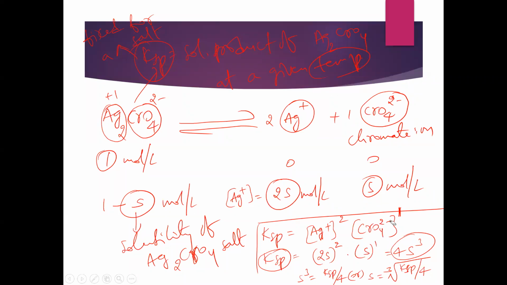Now if you take the concept of ionic product, in the given first example, suppose we have taken 0.02 molar K2CrO4 mixed with 0.02 molar AgNO3. Now the concentration of Ag+ is 0.02, and the concentration of CrO4 2- is 0.02.